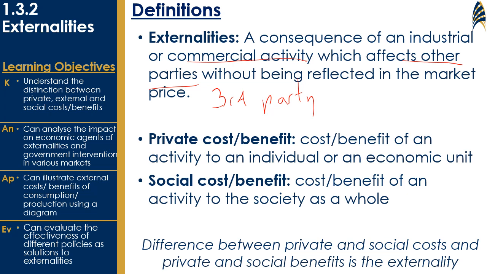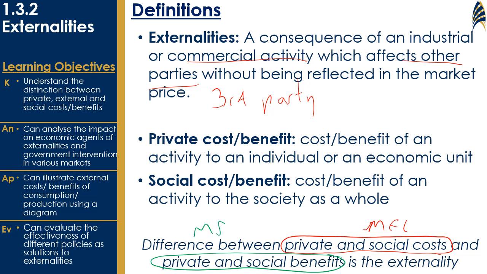The difference between private and social costs and the private and social benefits is the externality. The difference between private and social costs is going to be the marginal external cost, and the difference between the private and social benefits is going to be the marginal external benefit. You'll see this in a diagram in a minute.